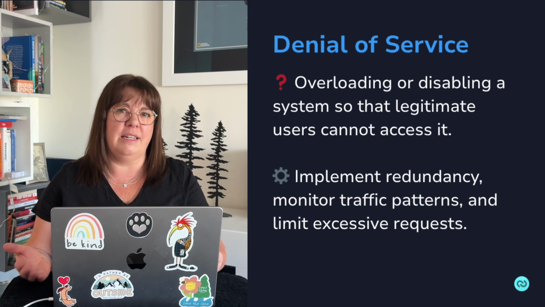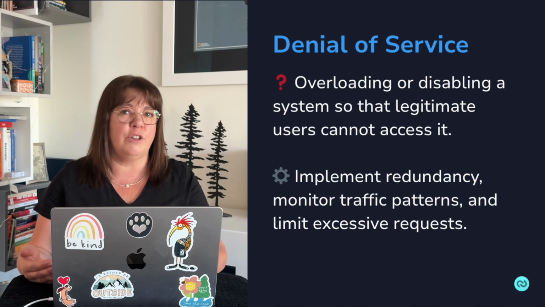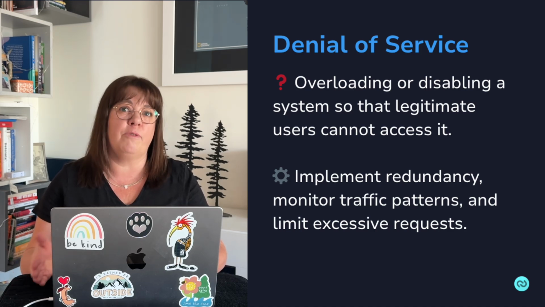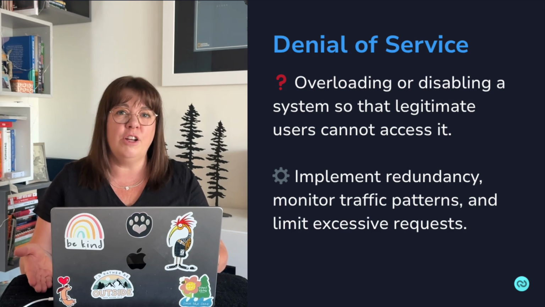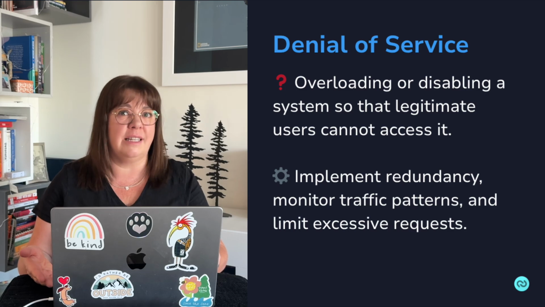The D in STRIDE stands for denial of service. So this involves overloading or disrupting a system so that regular users don't have the ability to access or use it. The mitigation for this one is all about performance monitoring, making sure that there's redundancy, and having business continuity plans in place so if something does happen, core operations can continue.